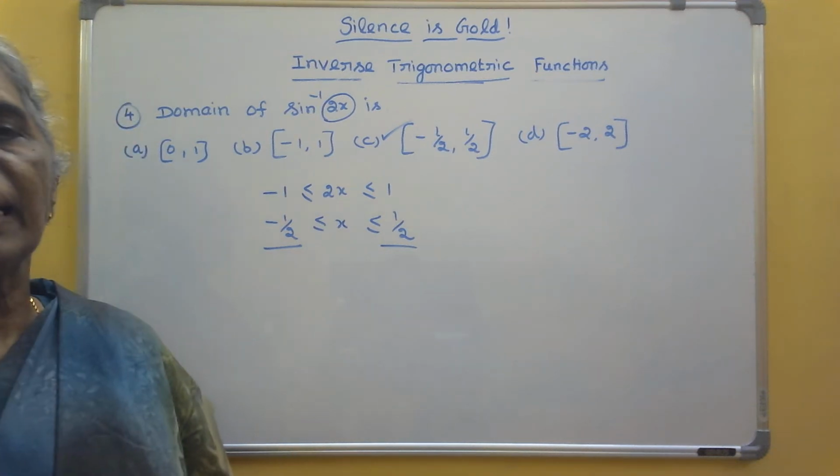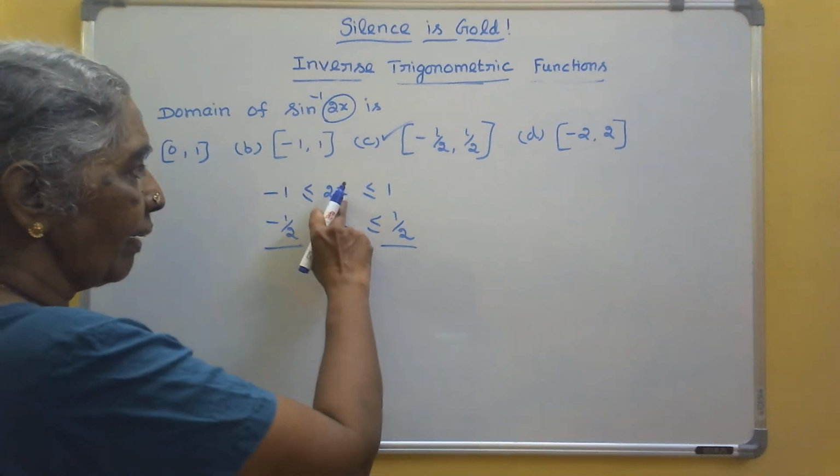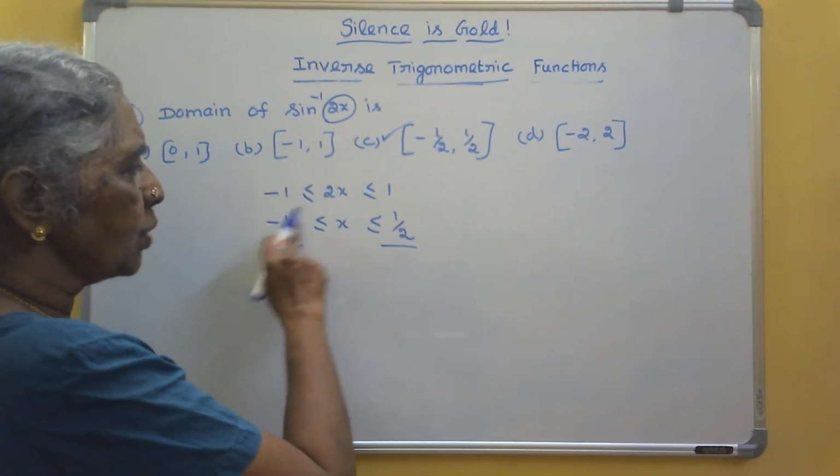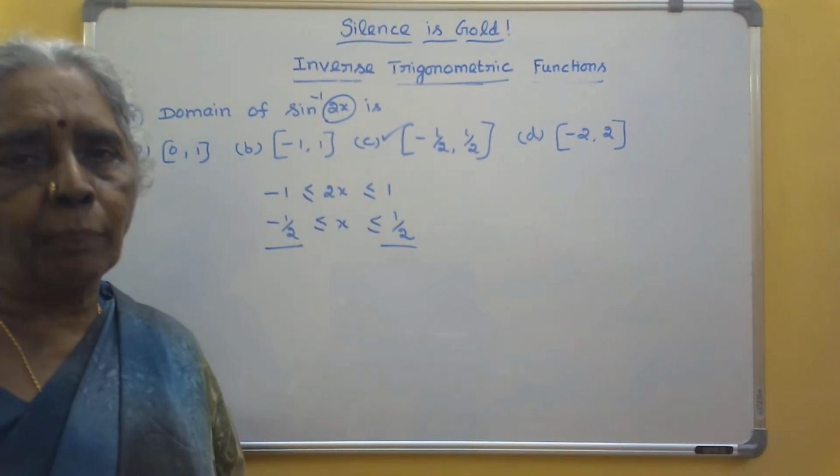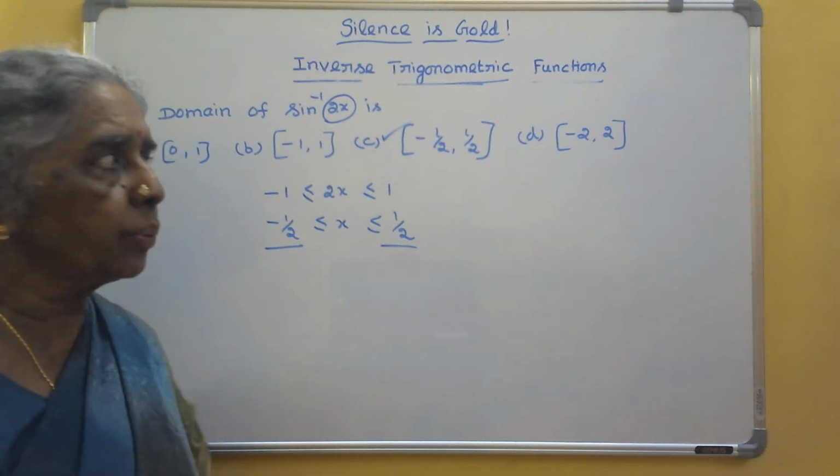If you have sine inverse 3x, here you will write 3x. Here that will be minus 1 by 3. Here that will be 1 by 3. Okay, like that you have to do.